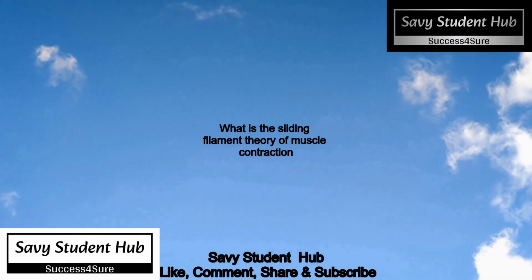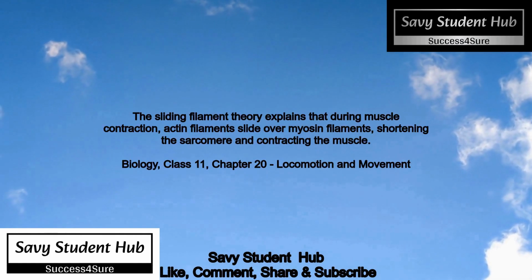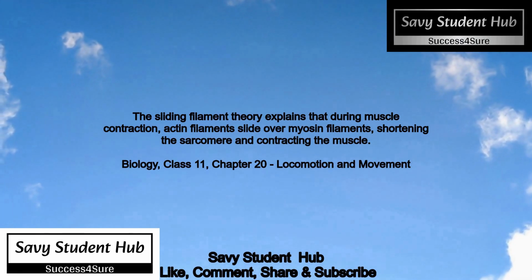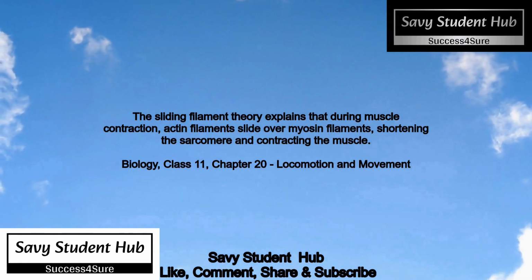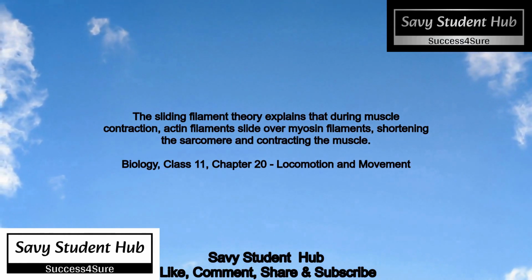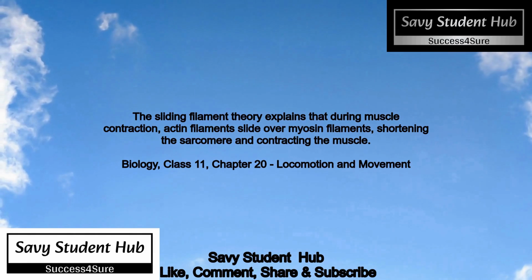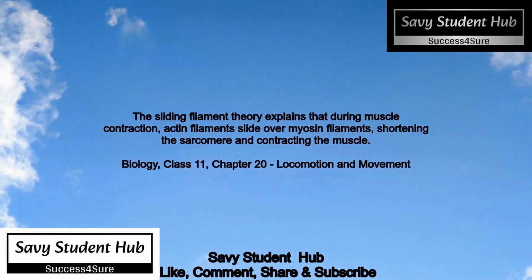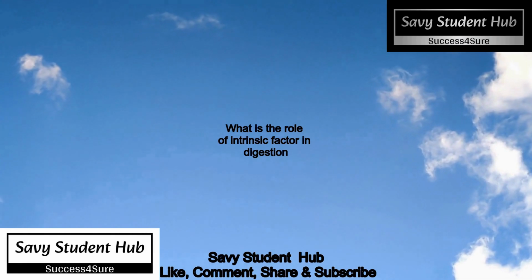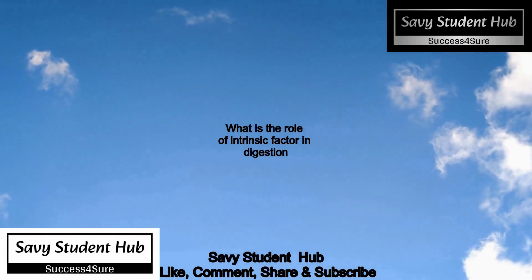What is the sliding filament theory of muscle contraction? The sliding filament theory explains that during muscle contraction, actin filaments slide over myosin filaments, shortening the sarcomere and contracting the muscle.